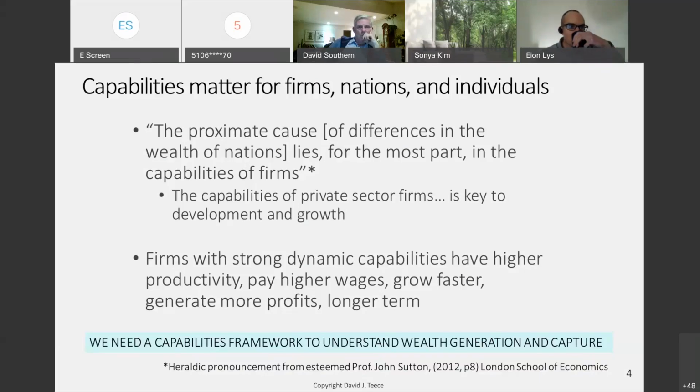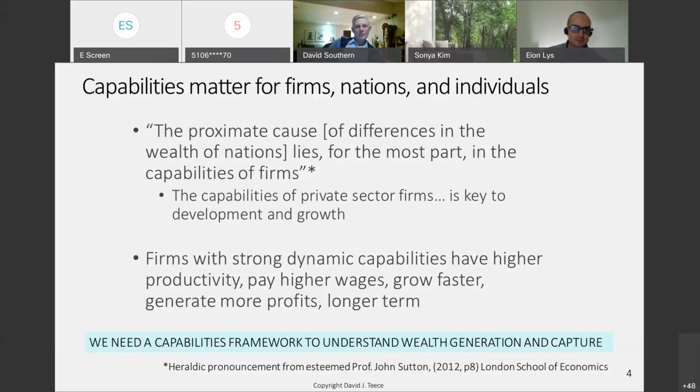So if this is true, shouldn't we be studying the capabilities of firms? Of course we should, and you've all recognized that, and that's why you've signed up for this class. But there's no other class that we offer at Haas on capabilities. And if you go to other business schools, I don't think there are any classes on capabilities either.